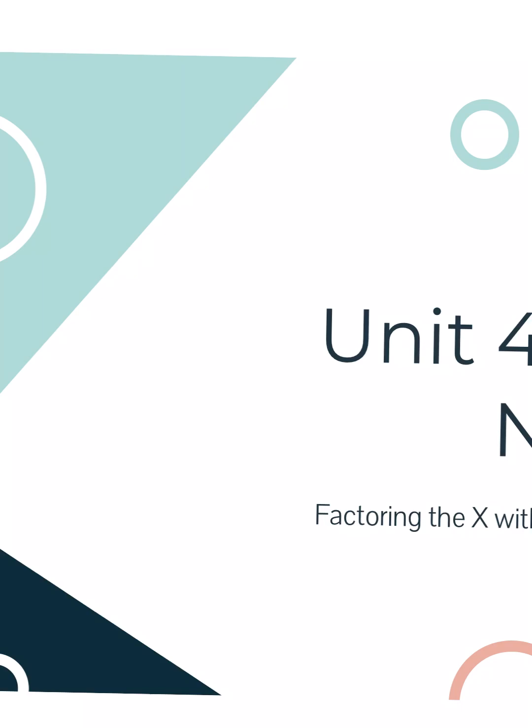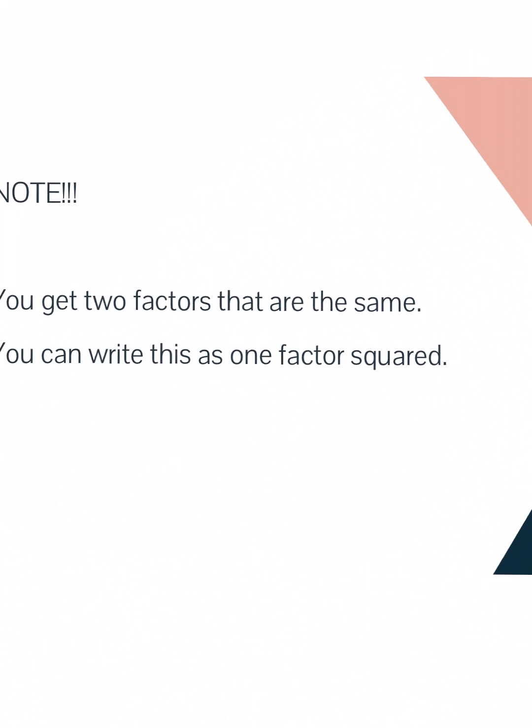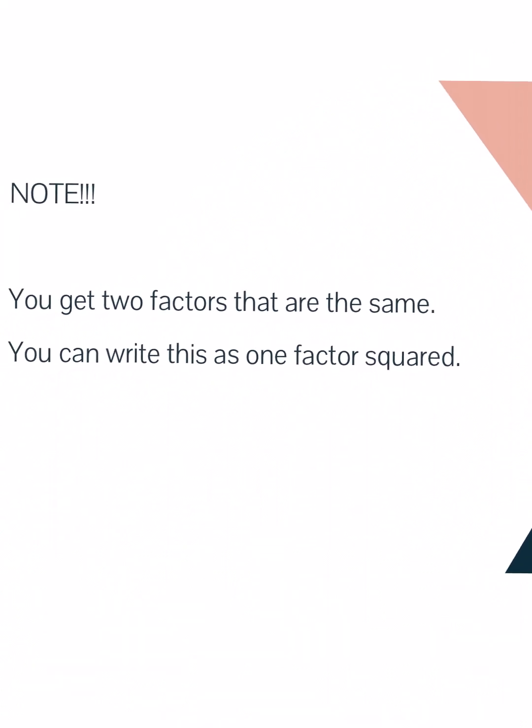Today we're going to be working on Unit 4 LT9 notes, factoring the x with double roots. So when we're working with double roots, you get two factors that are the same, and you can write it as one factor squared. For example, you could get x plus 4 and x plus 4. When you have that, instead of writing that twice, you can just write it one time and then put the squared after it. So that's what the double roots are.